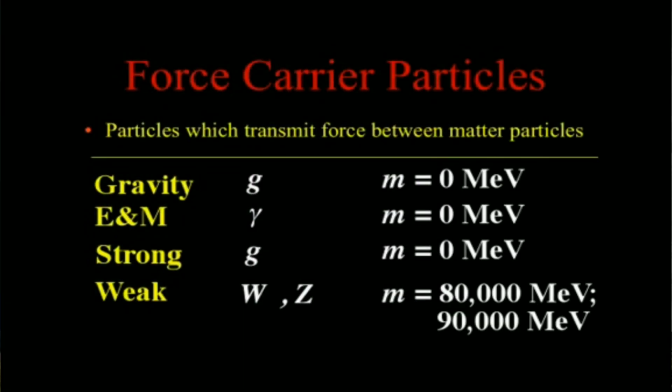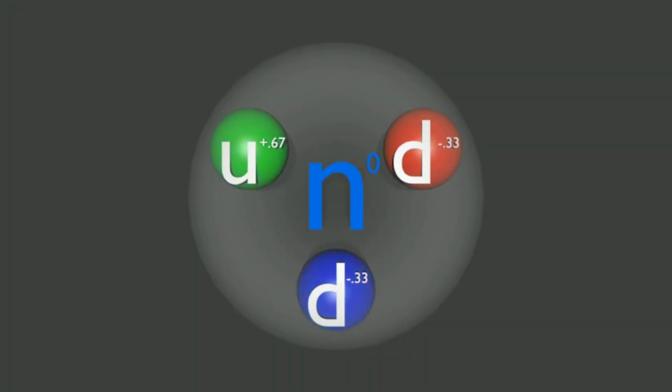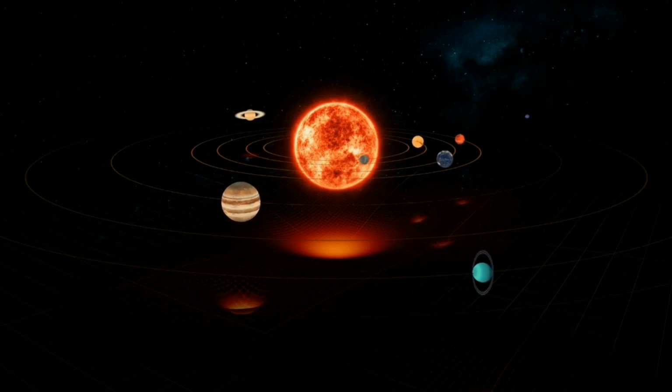The photon is the massless particle responsible for the electromagnetic force, which governs the interactions between charged particles. The W and Z bosons are massive particles involved in the weak force, which is responsible for radioactive decay and nuclear fusion. The gluons are massless particles that mediate the strong force, which binds quarks together. The graviton is the hypothetical particle that would mediate the gravitational force, which attracts masses to each other.